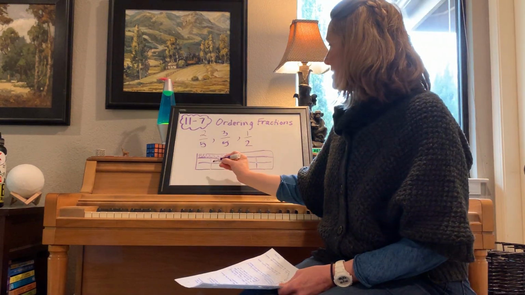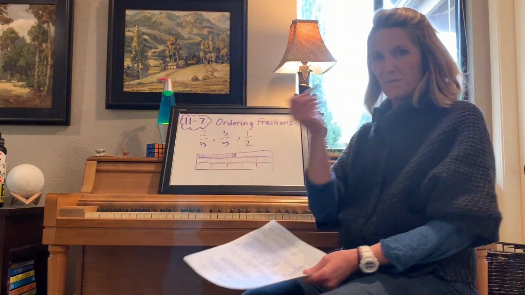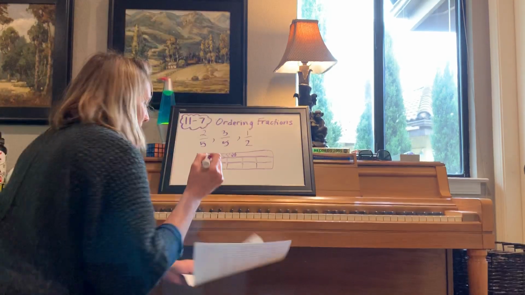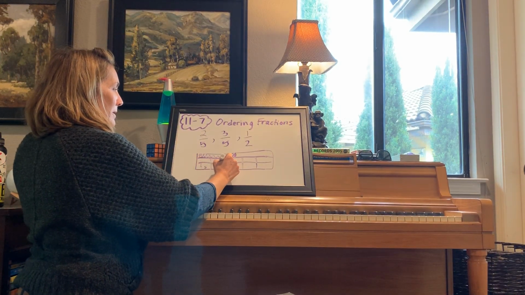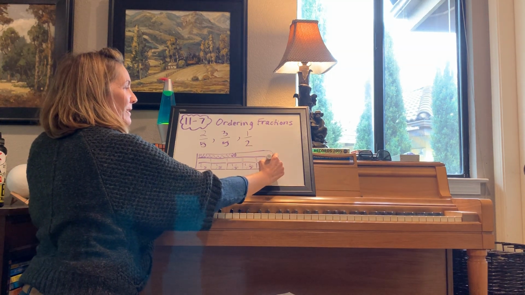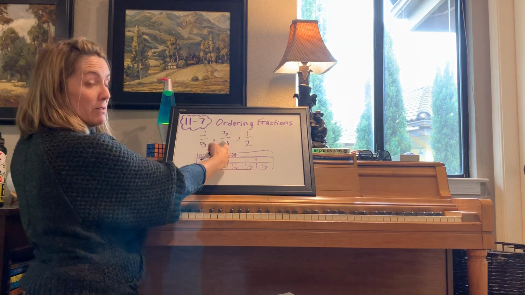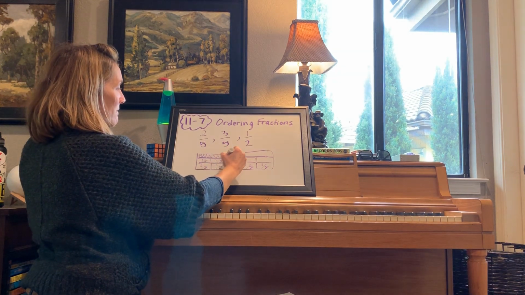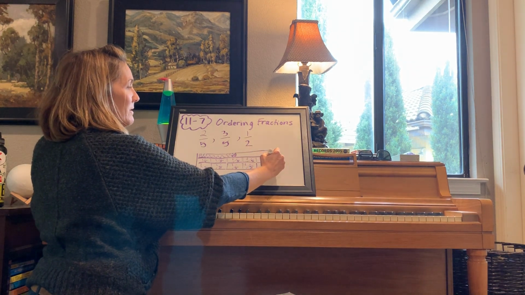We'll say that these are all fifths, so represented as 1/5, 1/5, 1/5, 1/5, and 1/5. My marker's kind of dying. Hold on. Same thing with this one, since these two denominators are 5: 1/5, 1/5, 1/5, and 1/5.